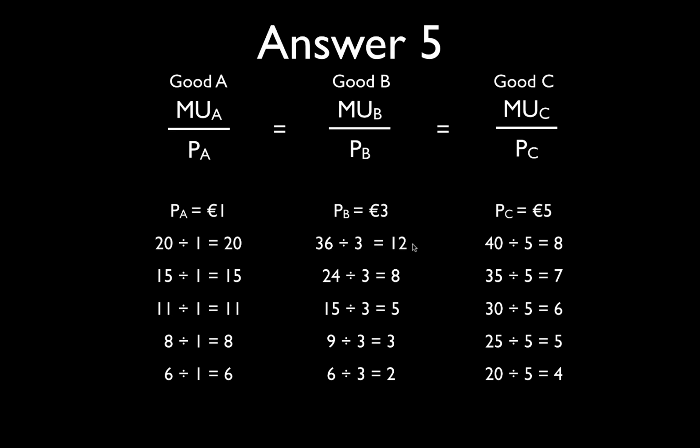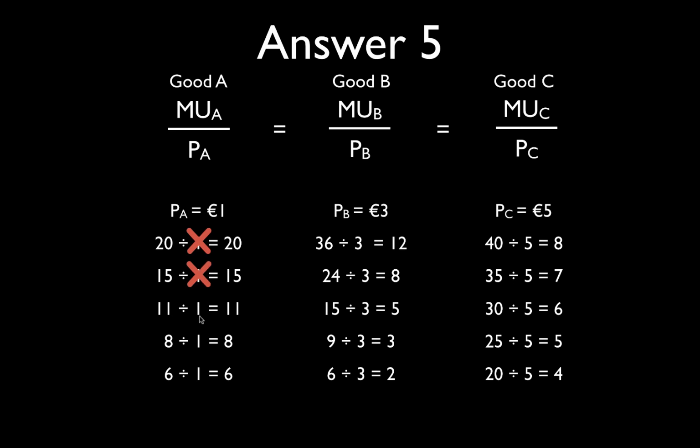Well, 20 is higher than 12 and 8, so he's going to choose the first unit of good A. Then we have to say, is he going to choose the second unit of good A, the first unit of good B, or the first unit of good C? Well, 15 is higher than 12, which is higher than 8, so he's going to choose this one.